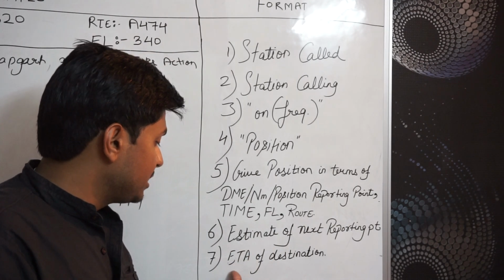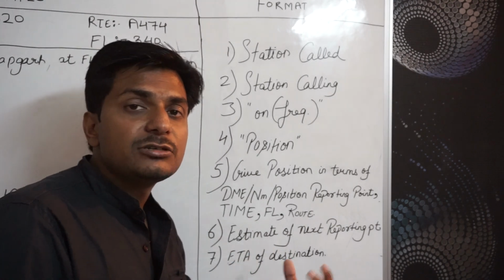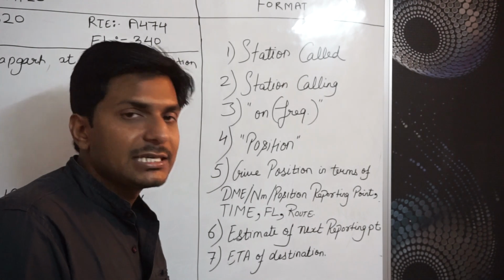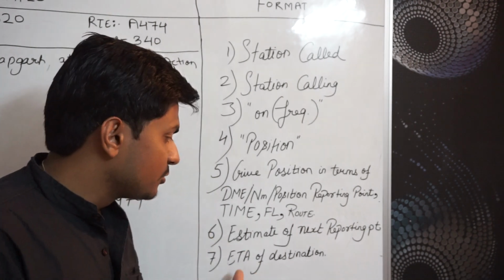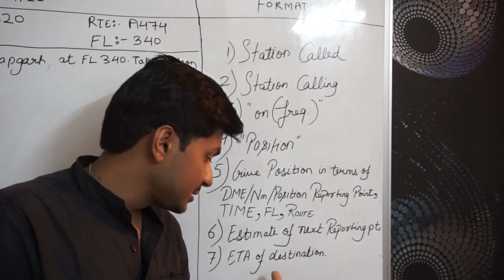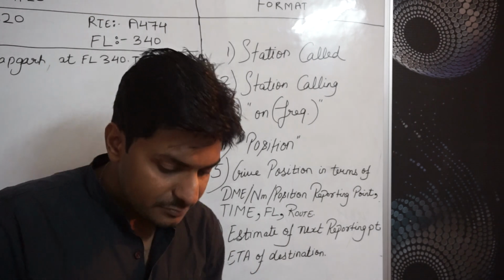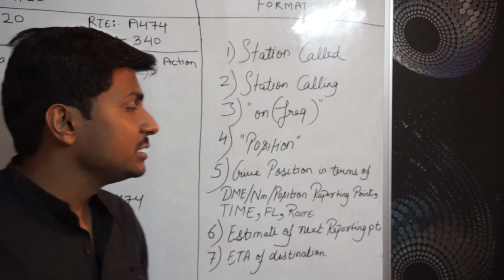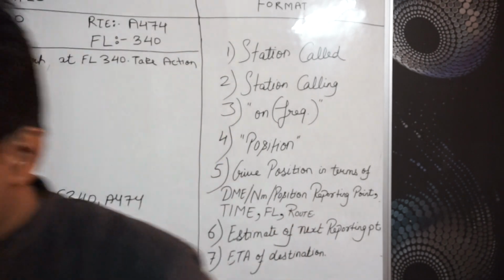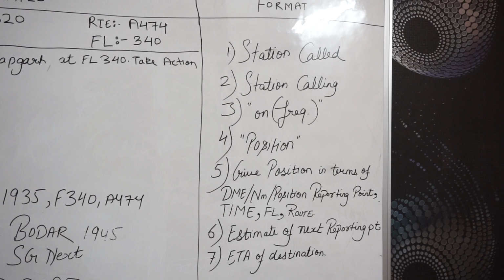And the seventh point is the ETA of the destination. You'll reach your destination at what time. ETA is estimated time of arrival, so you have to give the ETA of the destination. Now let's go on to the example.